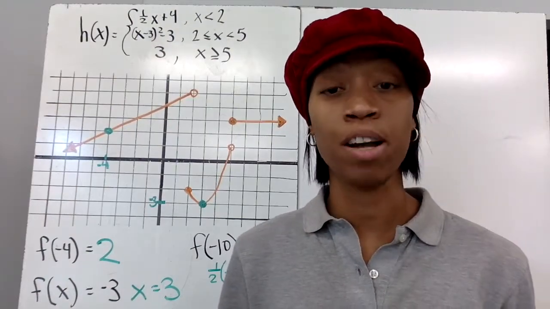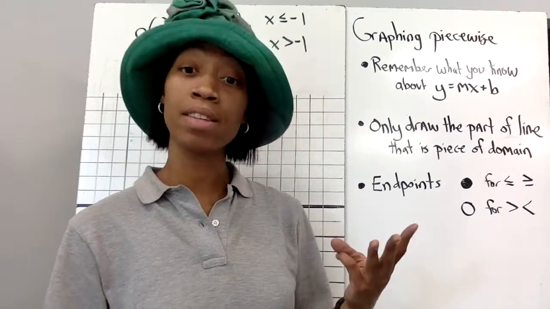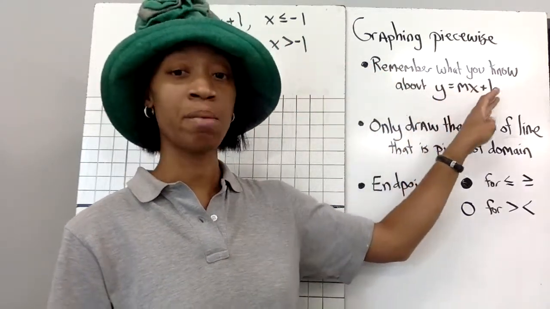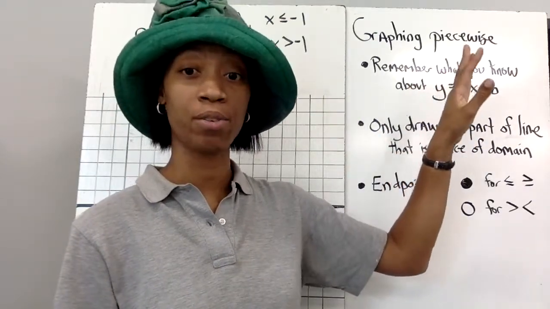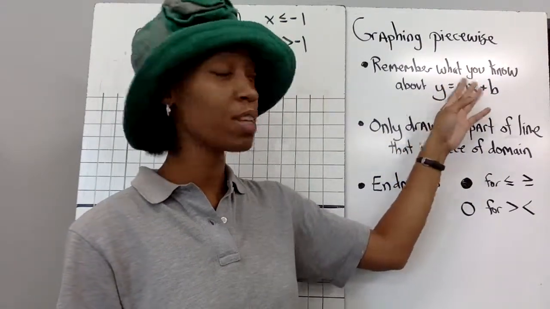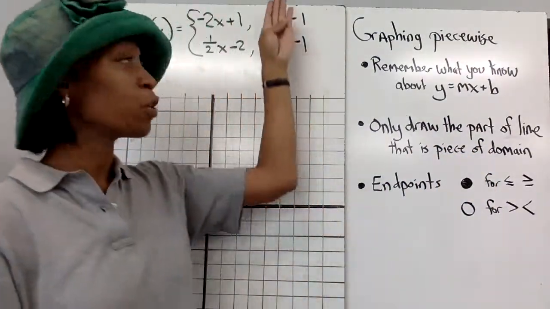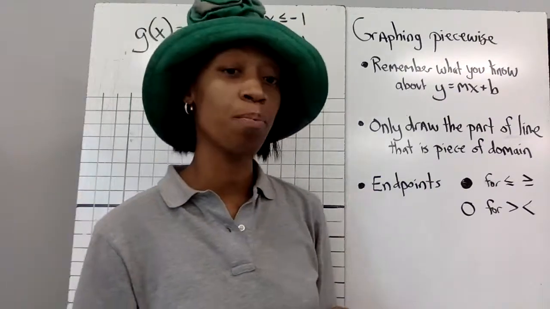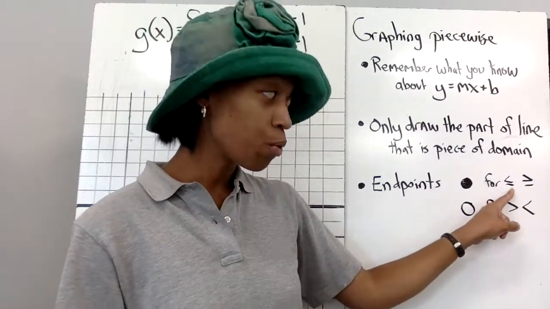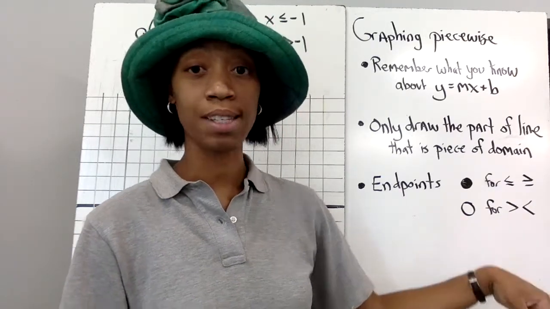But how do I graph piecewise functions if they don't already give the graph to you? When you're graphing piecewise functions, there are 3 things to keep in mind. The first thing you're going to do is use the things that you remember about y equals mx plus b. Just plot the points where the line goes. Then you're only going to draw the part of the function, whatever type of function it is, that covers the piece of the domain that you're talking about. So you look at this part, that's the only part you're going to draw. And then lastly, the endpoints. You need a shaded in dot for less than or equal to, or greater than or equal to, and an open dot for greater than or less than.